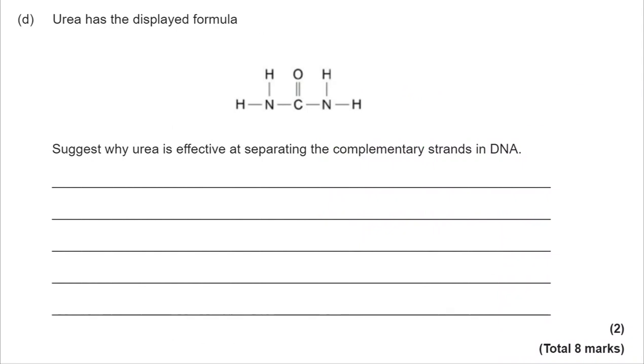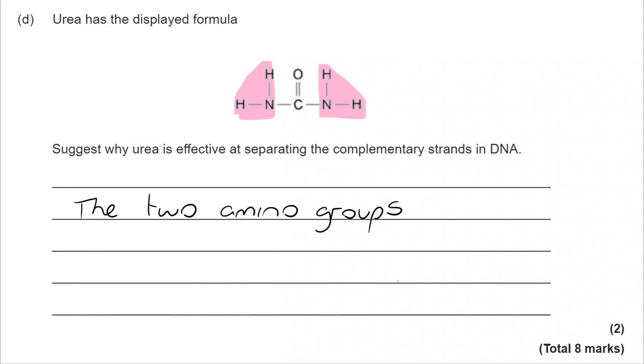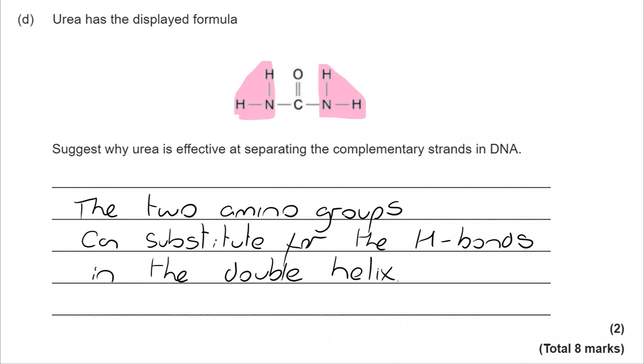Finally, moving on to part D, urea, we've got the displayed formula provided. Why would urea be effective at separating the complementary strands in DNA? Well, the first thing that we need to look at is that it's got 2 amino groups. It's got these NH2s that I've highlighted. Why is that important? Well, they could substitute for the H bonds in the double helix. That takes us to the end of this question.